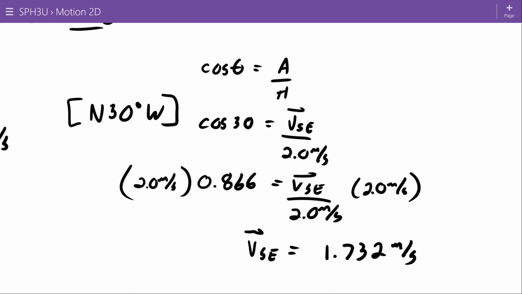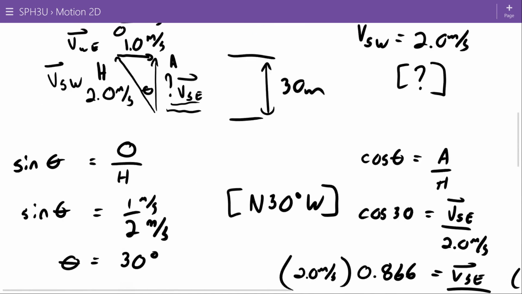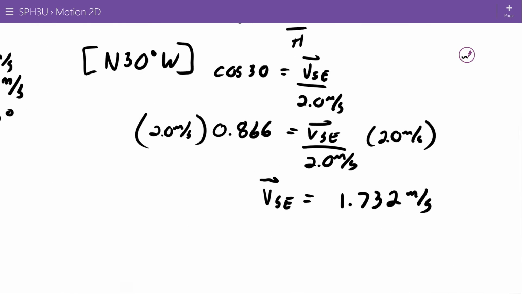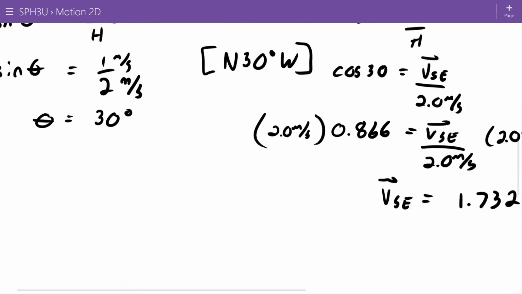So let's just again do a quick recap of this conceptually. You try and swim upstream, it pushes you back downstream, and we can see that this side is a little bit shorter. And so some of the speed is lost, but it's all on different angles, so we've got to use trig or the Pythagorean theorem to come up with 1.732 meters per second.